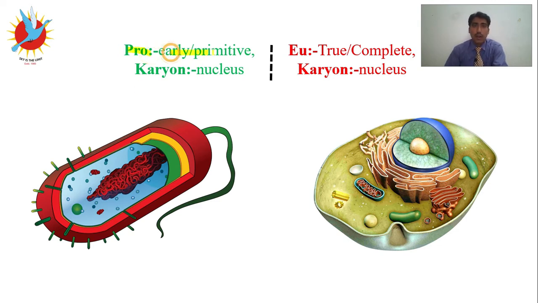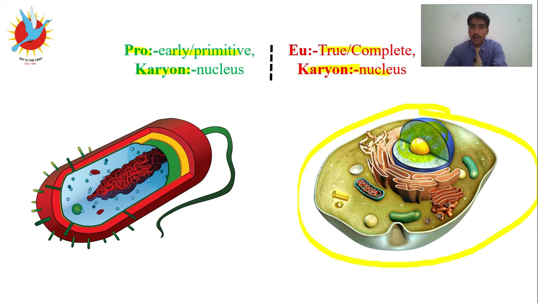Pro means early or primitive. Karyon means nucleus. Eu means true. So you can see here, this is a kind of eukaryotic cell. A well-developed nucleus is present here. This part is called the nucleus. But here it is a kind of prokaryotic cell, where a well-developed nucleus is absent. Now we are going to discuss the differences between prokaryotic and eukaryotic cells.